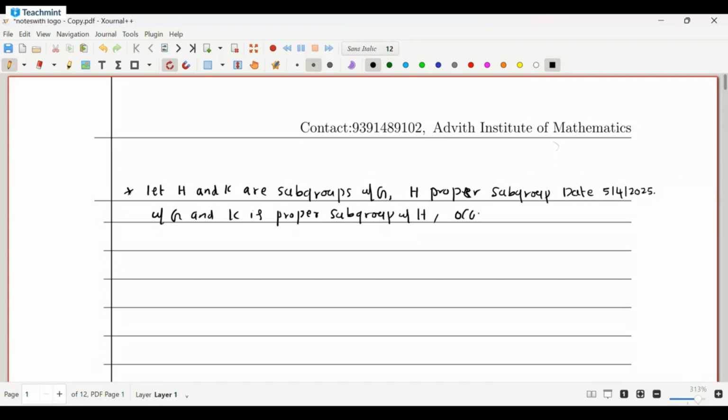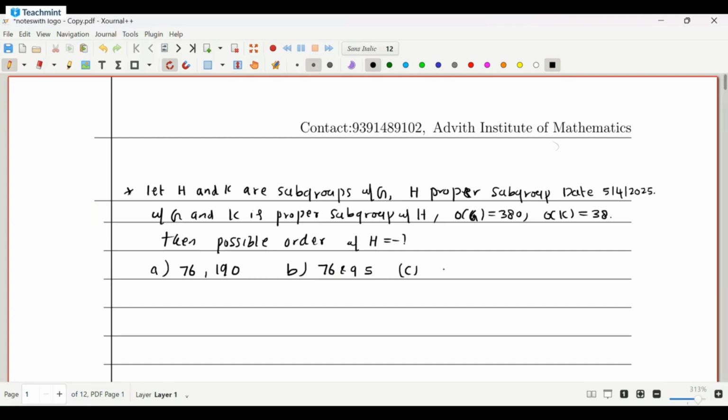order of G is equal to 380 and order of K is equal to 38. Then the possible order of H is equal to dash. Options are A) 76 and 190, B) 76 and 95, C) 95 and 190, and option D is none.